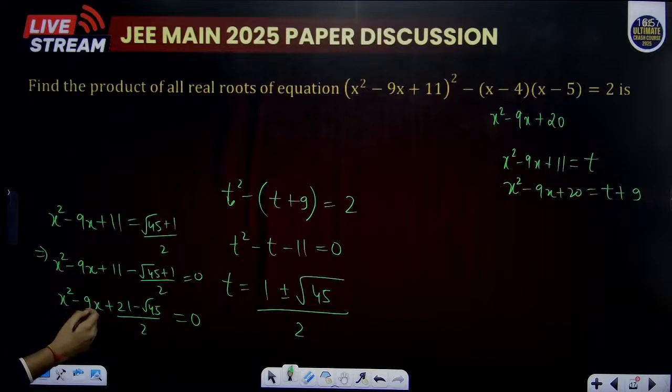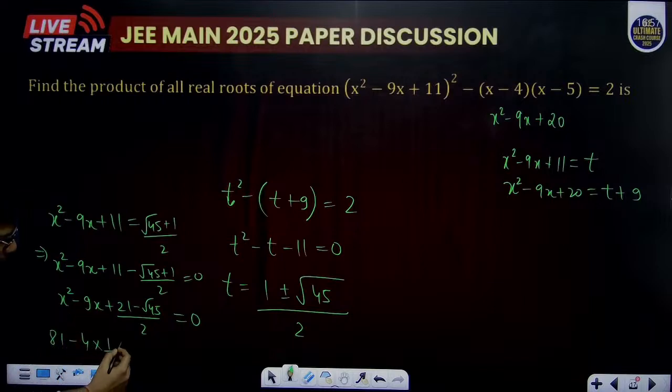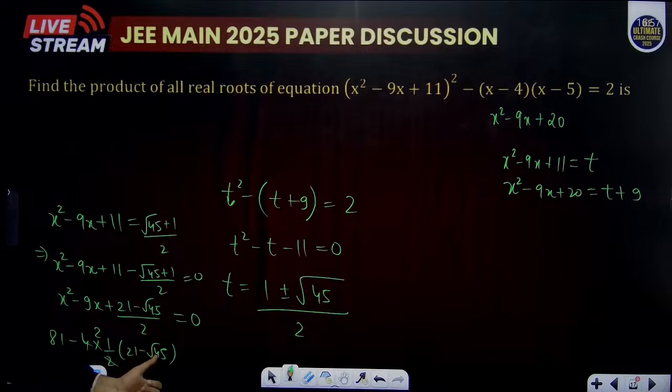So what is the discriminant of this? 81 minus 4 into 1 by 2 into 21 minus root 45. So this is coming out as 21 minus root 45. Root 45 will be somewhere close to 7. 21 minus 7 is 14, into 2 is 28, which is positive. Since the discriminant is positive, I can say that both roots coming from this equation will be real.